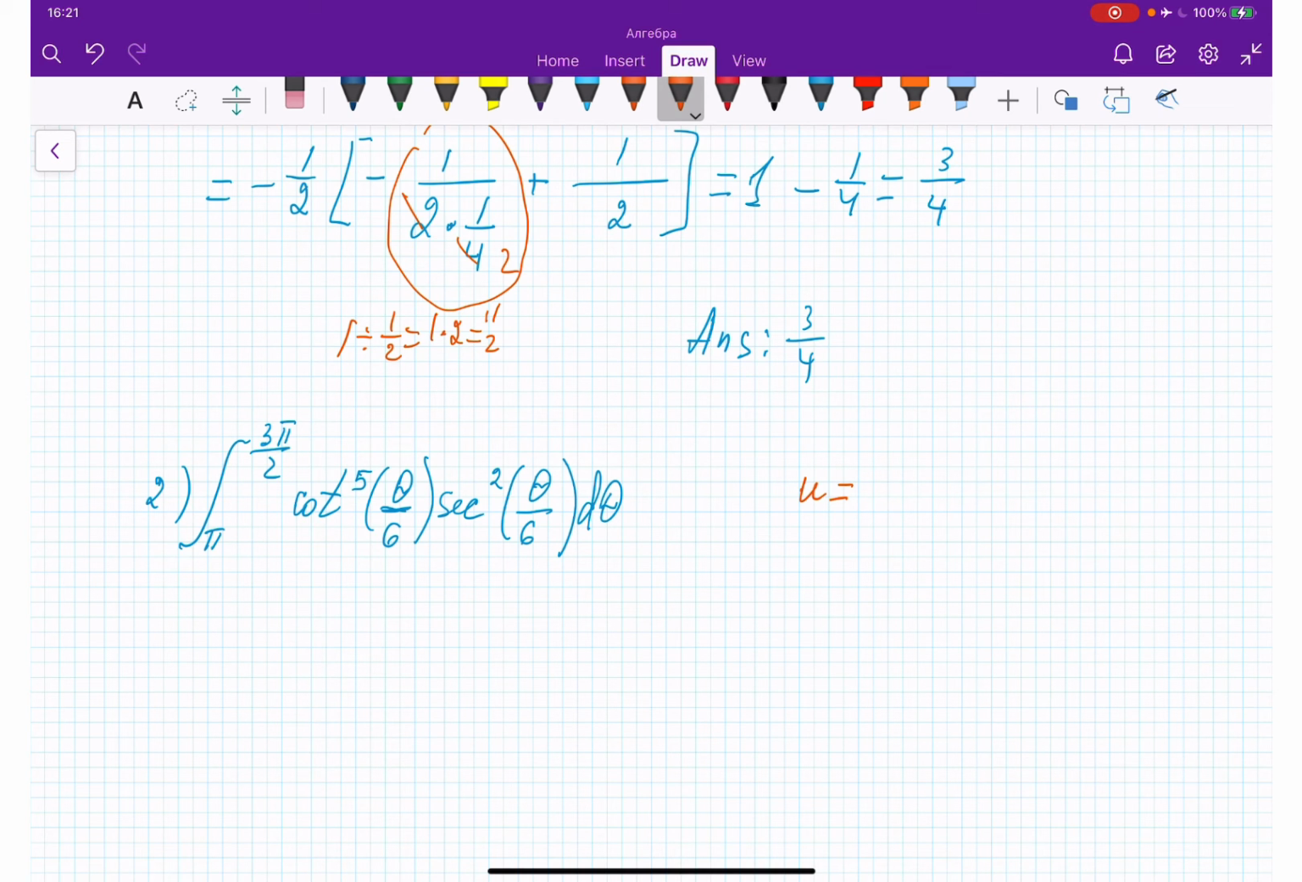Here we are having an interesting situation. We have cotangent and we have secant. Secant is a derivative of tangent and not cotangent. Therefore, I am recommending to take u as tangent theta over 6 instead of cotangent because of this secant square, right? Let's see how far we will go with this. So u is equal tangent theta over 6.